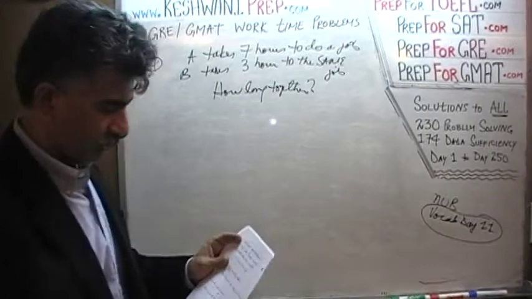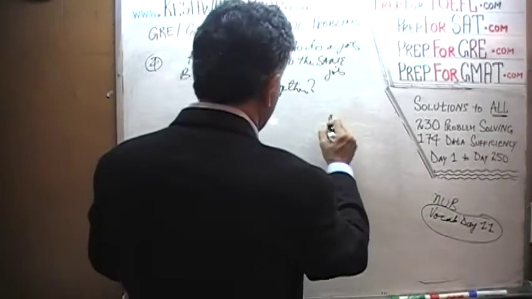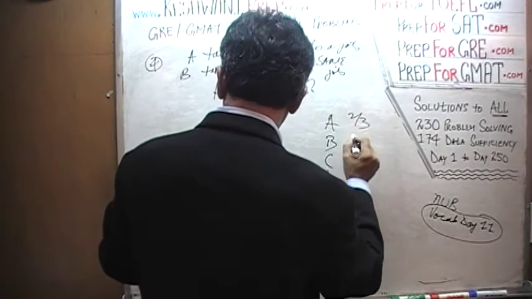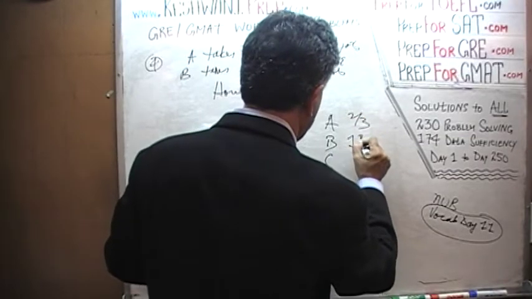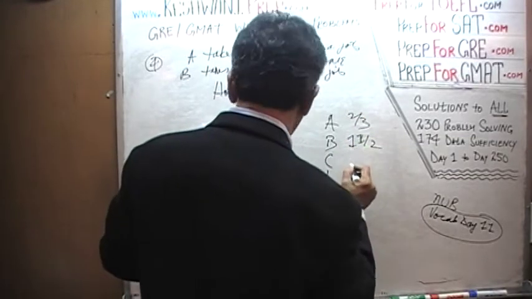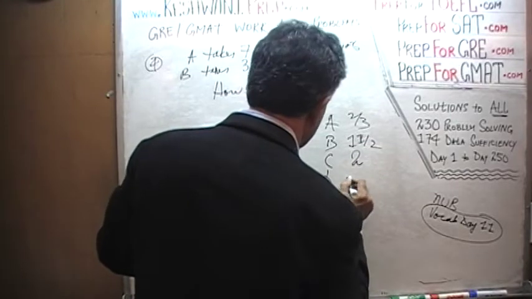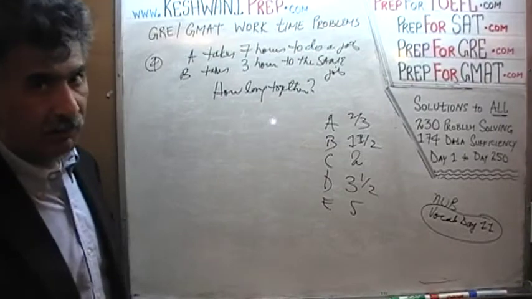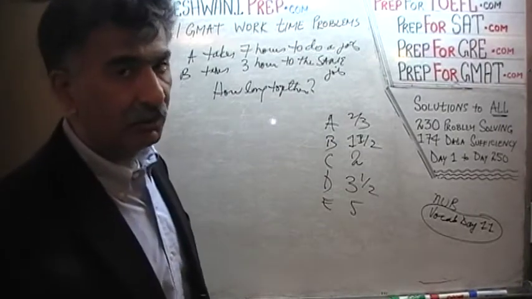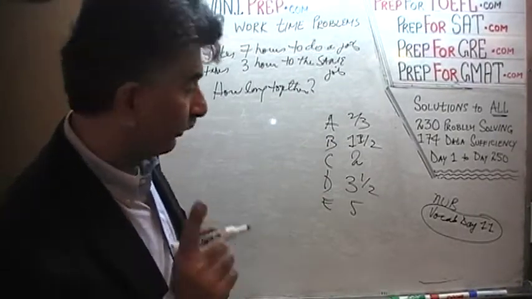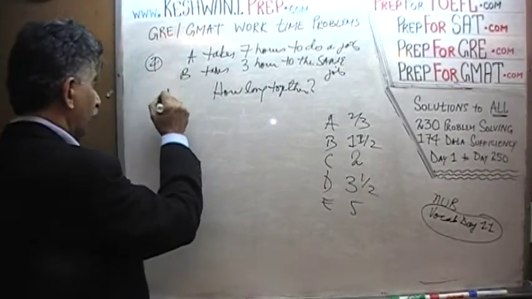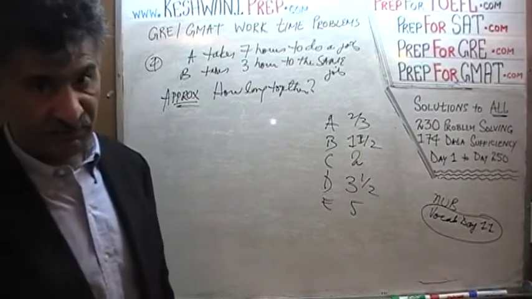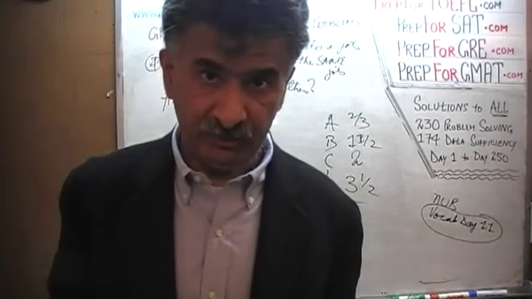Let me first give you the answer choices. The answer choices are A, B, C, D, and E: 2/3, 1/2, 2/3, 3.5, and 5. The one word that I left out is what you have to pay attention to in the real exam, because sometimes they use the word and sometimes they don't. Here the question actually said, approximately how long will they take to finish the job together?